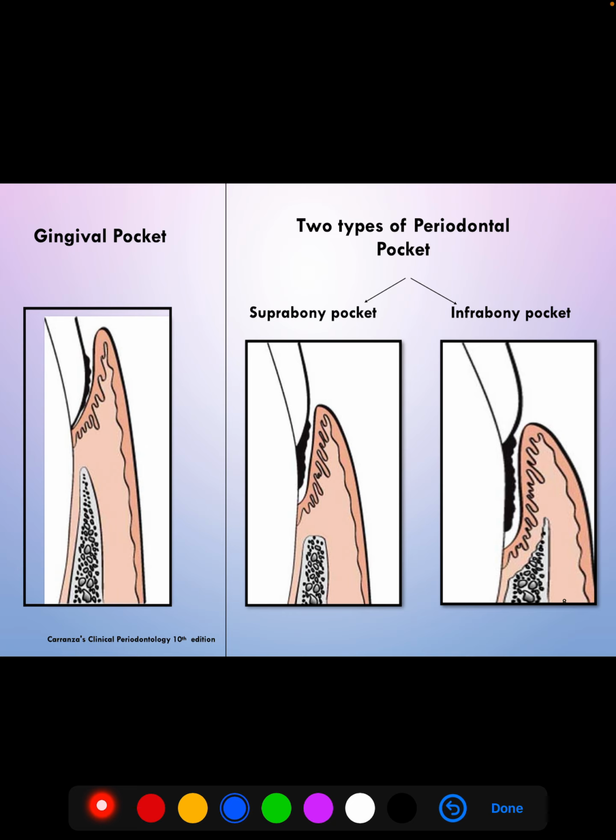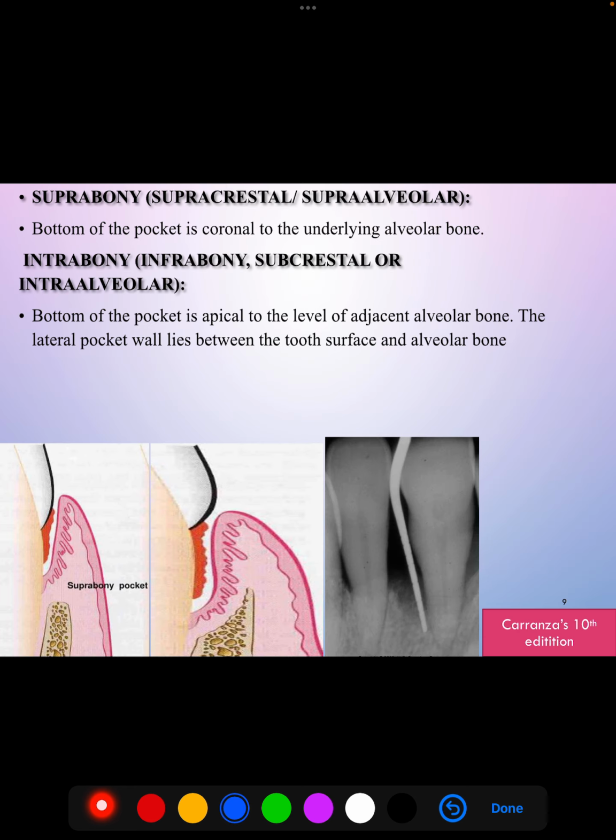You can see, periodontal pocket is of two types, supra-bony and infra-bony. In supra-bony pocket, the base of the sulcus is above the crest of the alveolar bone. In infra-bony pocket, the base of the sulcus is below the crest of the alveolar bone. Hence, supra-bony pocket is also known as supracrestal or supraalveolar. Infra-bony pocket is also known as subcrestal or intraalveolar.